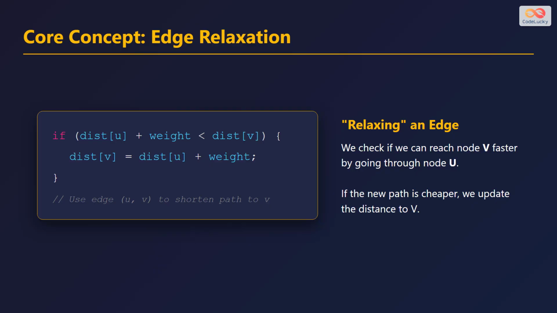The heart of the algorithm is a concept called relaxation. It is a simple check. If the distance to node u plus the weight of the edge to node v is less than the current known distance to v, we update v with this new, shorter path. We say we have relaxed the edge.